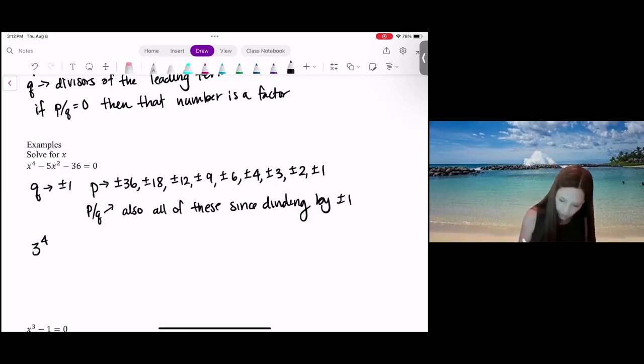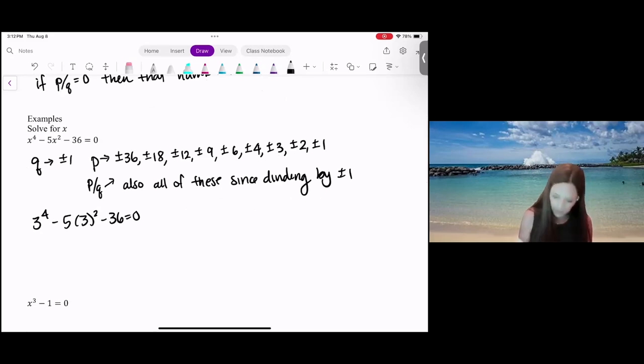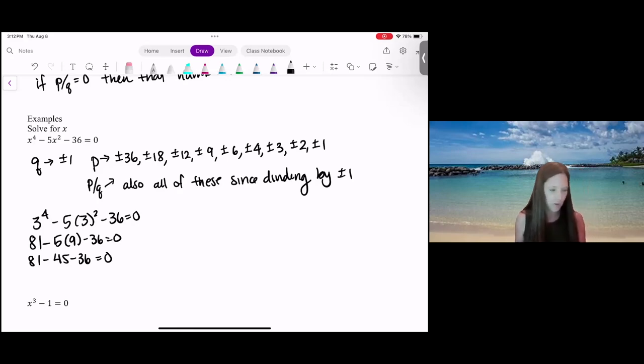3 to the fourth minus 5 times 3 squared minus 36 equals 0. 3 to the fourth is 81, minus 5 times 3 squared, which is 9, minus 36 equals 0. That's 81 minus 45 minus 36 equals 0, which is 0, because 45 and 36 is 81, and 81 minus 81 is 0. That means that 3 is a solution. Negative 3 is also a solution, but we can come to that later.